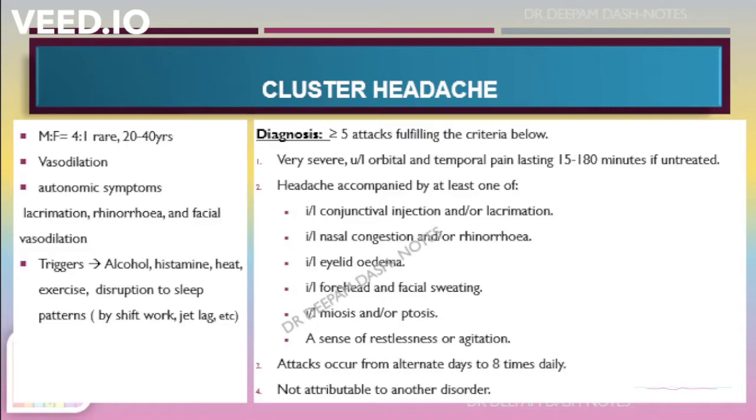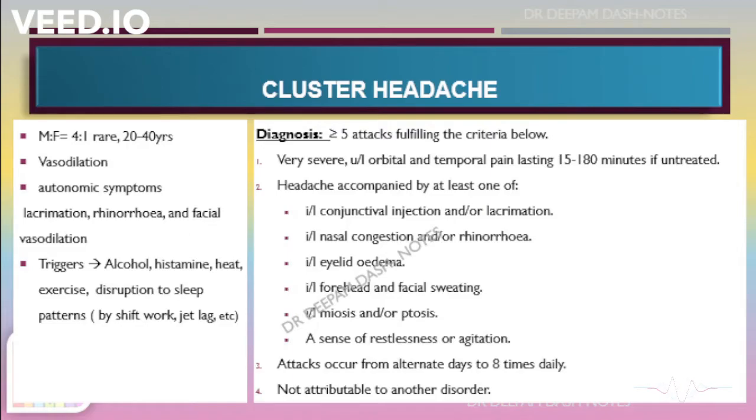Cluster headache, the worst and the rarest. It occurs more in male than in female, and often it is due to vasodilatation as well as activation of the trigeminal-vascular system, and this would lead to the firing of parasympathetic nerve fibers too, and that will cause autonomic symptoms such as lacrimation, rhinorrhea, and facial vasodilation.